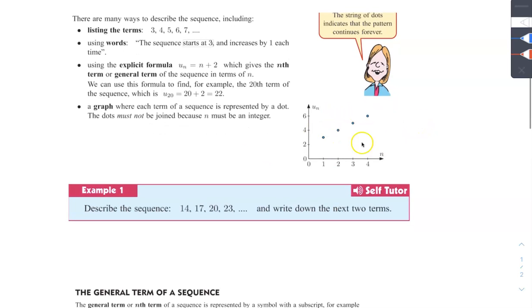You can also use a graph. A graph is a sequence also. So we represent that by putting dots down. So the first term is 3, second term is 5, third term is 7, I guess this was 4 and that was 5.